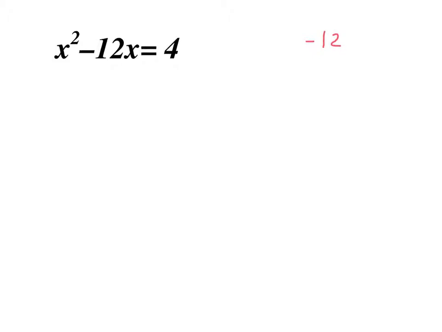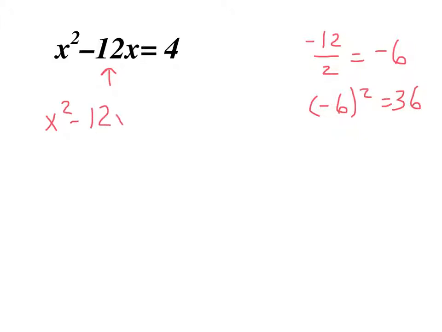You take your negative 12, the number that's multiplied times x, you divide by 2, that gives you negative 6. You take that negative 6 and you square it. That gives you 36. So 36 is our number. We're going to add 36 to both sides.